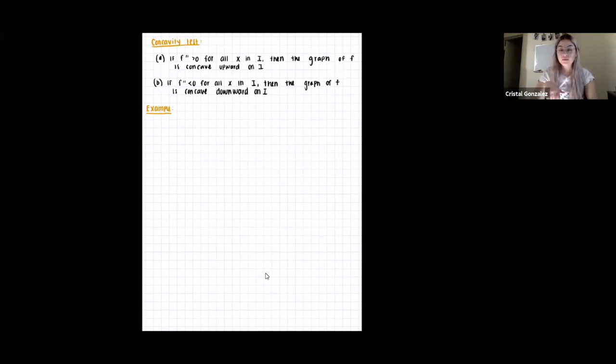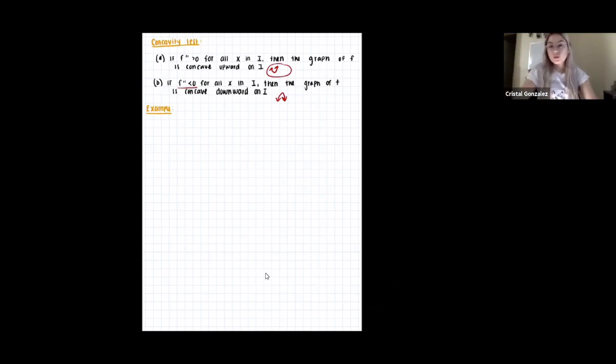For the concavity test, if our second derivative is greater than 0 for all of our x's in that interval, the graph of f is going to be concave upward. So if we test the second derivative on that interval and it is positive, then we're going to have an upward shaped concavity. And if our second derivative is less than 0, then it's going to be downward. So this is, again, very similar to how we would do the first derivative test.